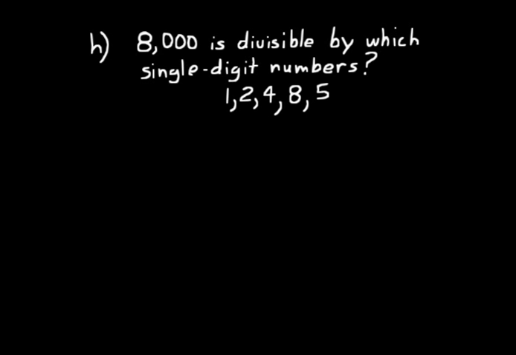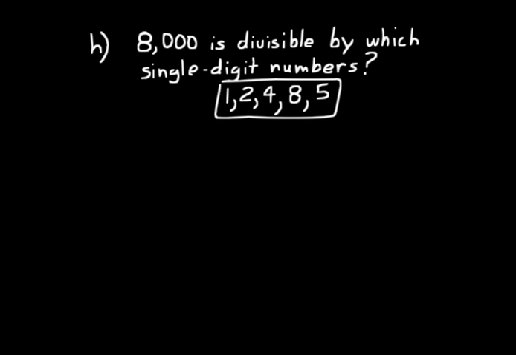Now the sum of the digits is not divisible by 3, so 3 won't work. That means 6 won't work. 9 won't work either because the sum of the digits cannot be divided by 9. And on this one, it's pretty easy to tell that 7 is not going to work. It'd have to be 7,000 for 7 to be divisible by it. You can go ahead and do the division if you want to check it yourself, but 7 won't work on that one. And so those are the numbers 1, 2, 4, 8, and 5.